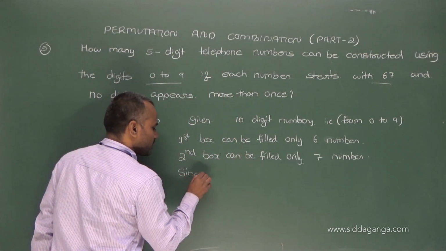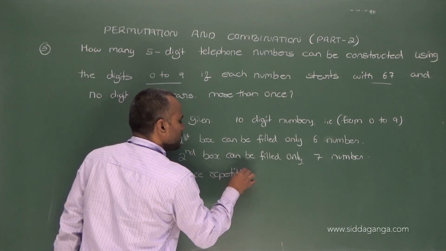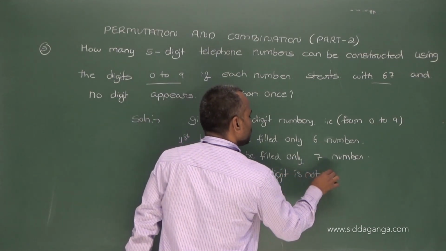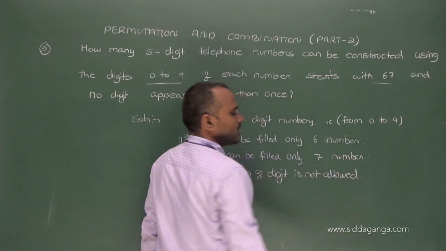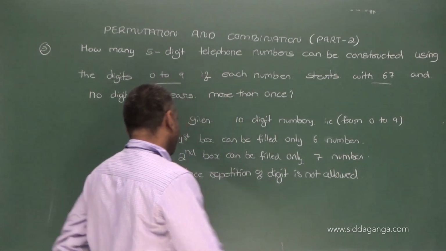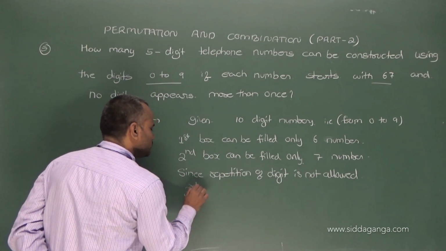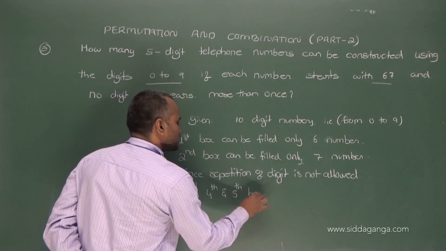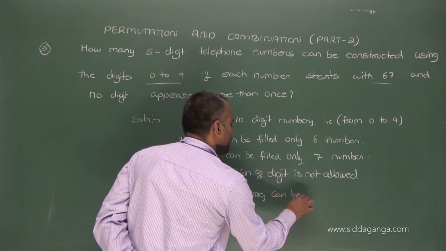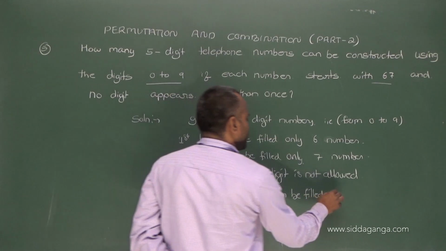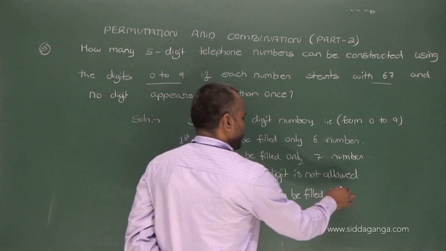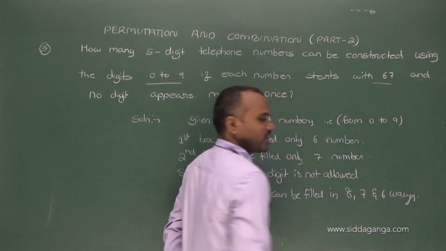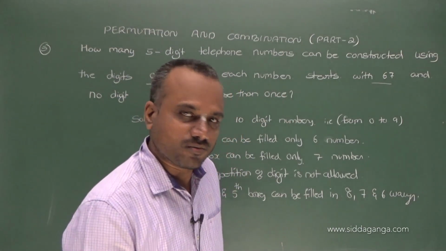Since repetition of the digit is not allowed, the third, fourth and fifth boxes can be filled in how many ways? 8, 7 and 6 ways.